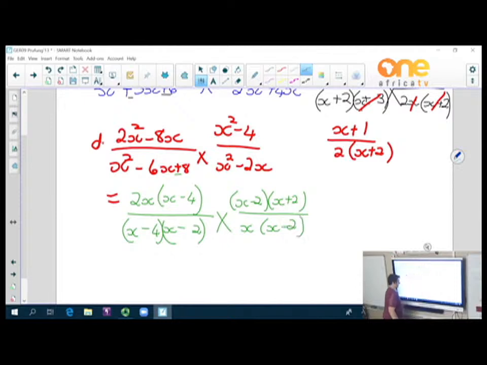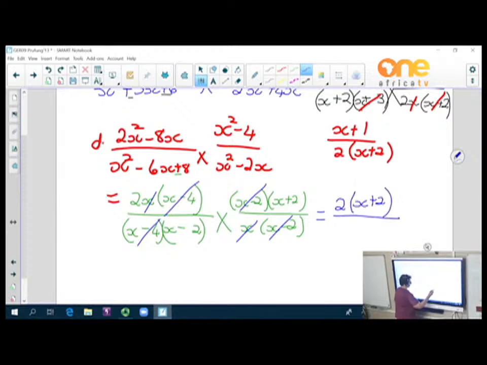Now we can cancel. That's always the nice part. This one and this one. This one and this one. So there remains 2x plus 2. And here we have x minus 2. Right, thank you, grade 10s. Make sure that you understand this. This is then a revision of factorization with fractions now here.